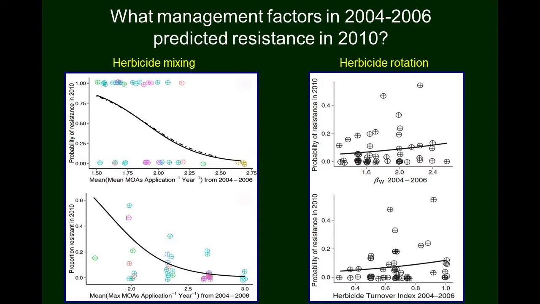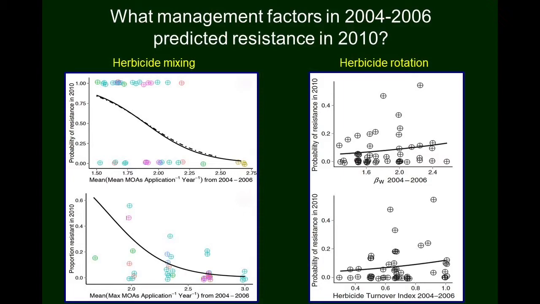Those fields that were receiving mixes of herbicides in 2004 through 2006 were less likely to see resistance in 2010. Just to quantify that, if a farmer on average was using 2.5 herbicides per tank mix in 2004 through 2006, they were about 80% less likely to have glyphosate resistance in 2010. So these are the facts. These are the observations. We took all the data, took the glyphosate resistance status in 2010, took all the factors, and these are the results we got.